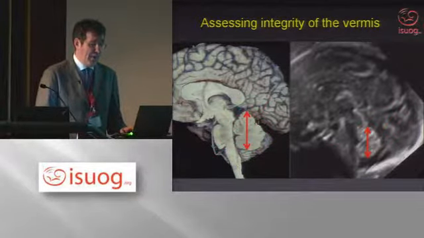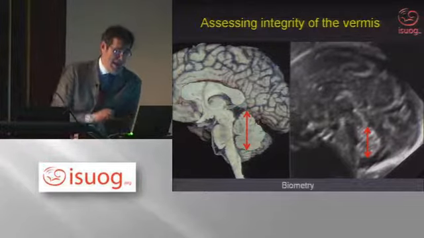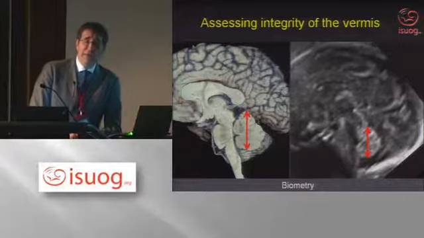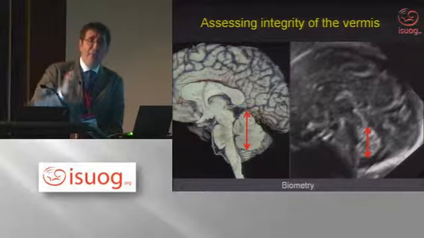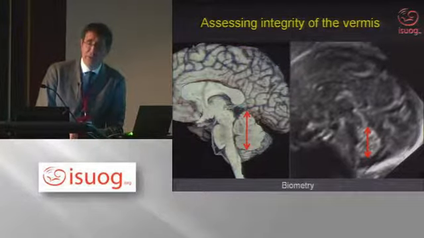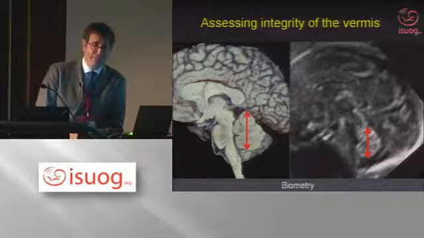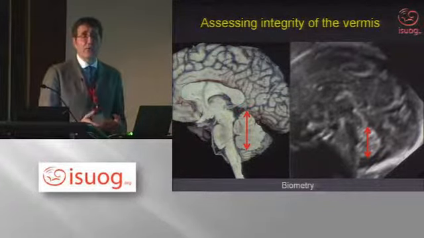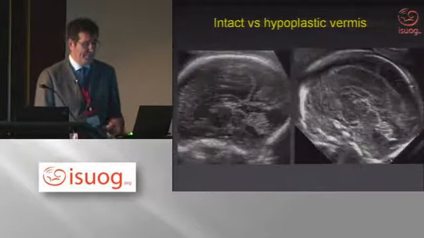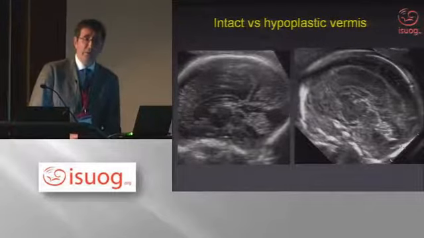Also, I would recommend very much, now there are biometric tables that are available in the literature, and you can measure the vermis. And of course, if hypoplasia or partial agenesis occurs in the posterior portion of the vermis, the most important diameter is the superoinferior one. There are nomograms that you can use, and they can be quite helpful in reassuring you about that. In the majority of cases, it is pretty obvious.